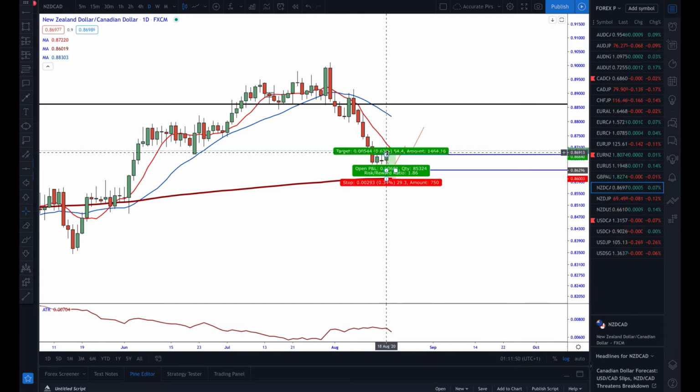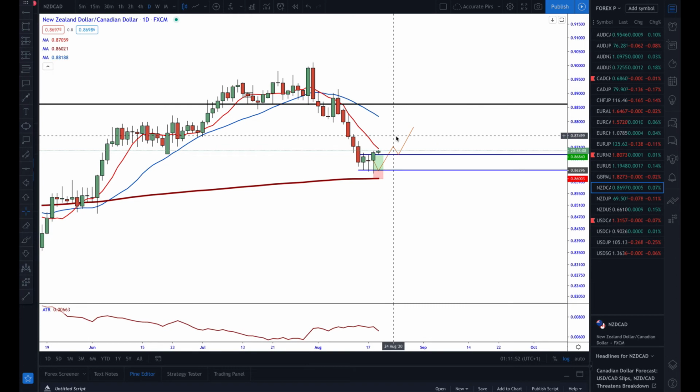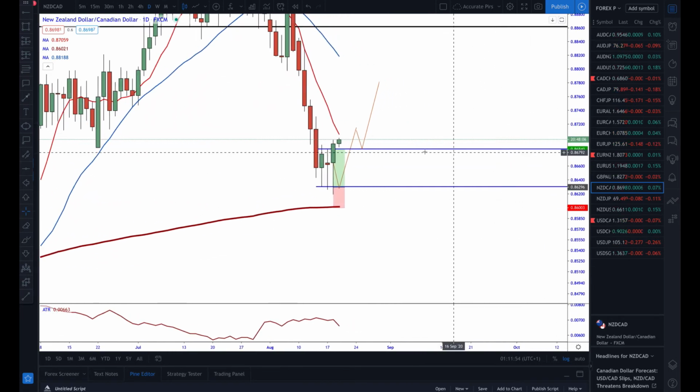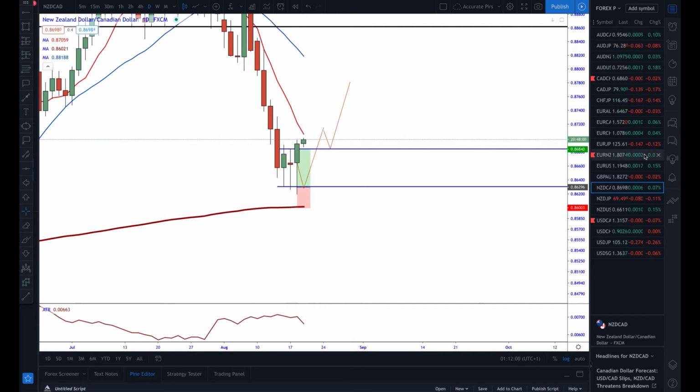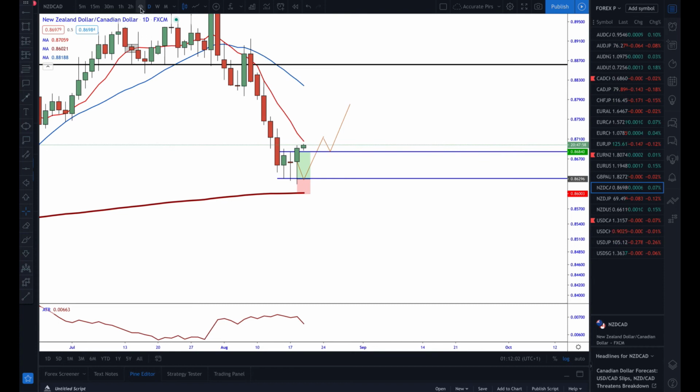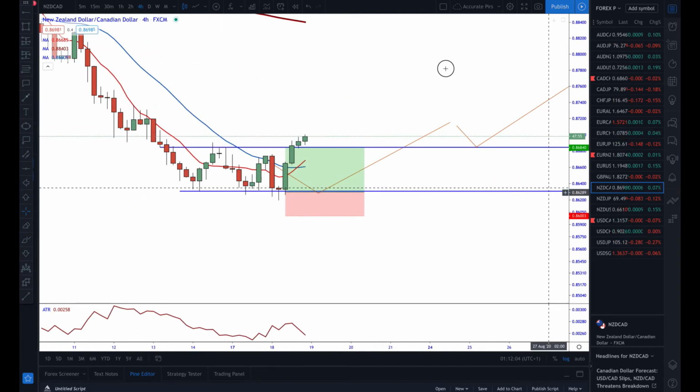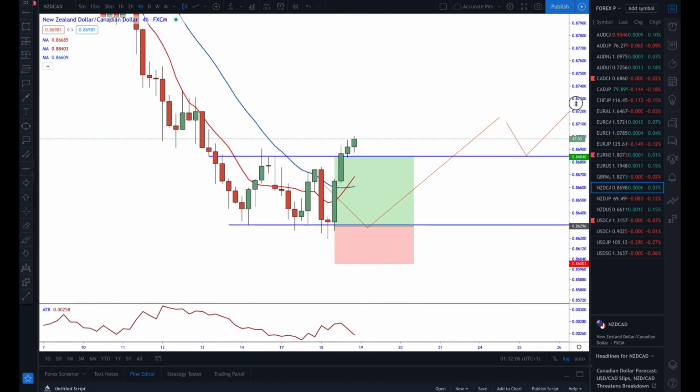I only put one position on this trade. Normally I would have put two. I would have let one hit my target, and then the other position I would have let run to see how far this trade would take me. But unfortunately, I only put one position on this today, and I'm quite happy.